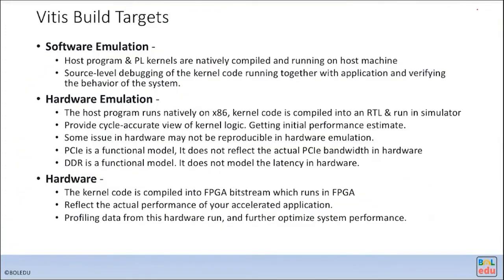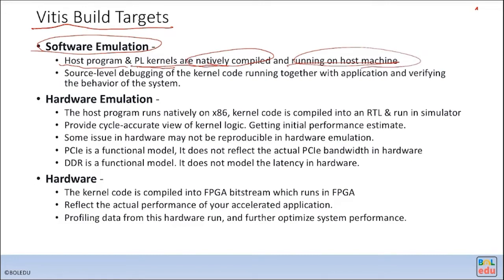Okay, and then let's go to the Vitis flow. Vitis also has a software emulation. For software emulation, the host program and the kernel are just natively compiled and run on the host machine, with source level debugging. So we can leverage a lot of source level debugging tools, and running system debugging is quite convenient.